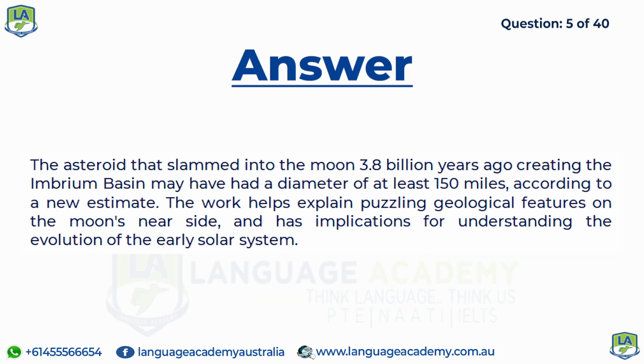The asteroid that slammed into the moon 3.8 billion years ago, creating the Imbrium Basin, may have had a diameter of at least 150 miles. According to a new estimate, the work helps explain puzzling geological features on the moon's near side, and has implications for understanding the evolution of the early solar system.